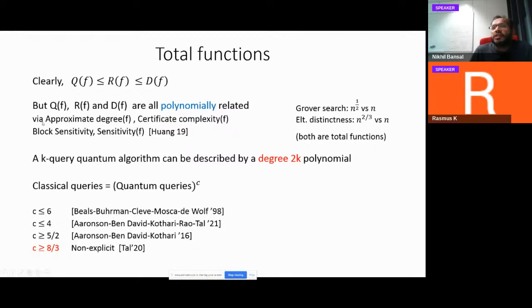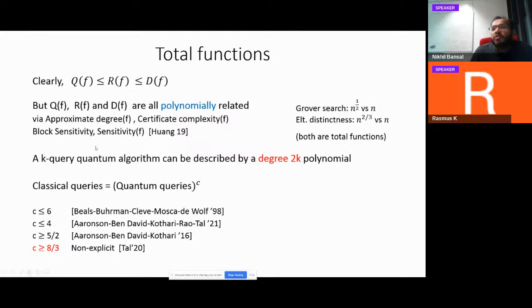in fact, all these quantities are related to some very basic parameters of this function f, such as approximate degree. Like if you write f as a polynomial, what's the degree that you need? Something that's called certificate complexity, and another parameter called the block sensitivity of this function.